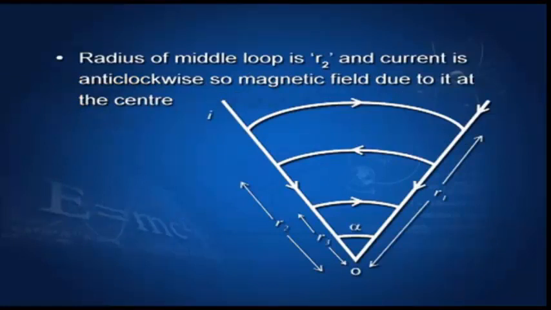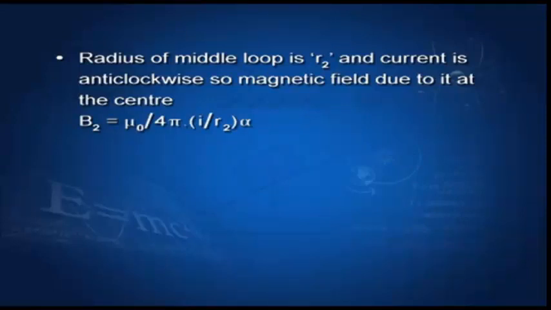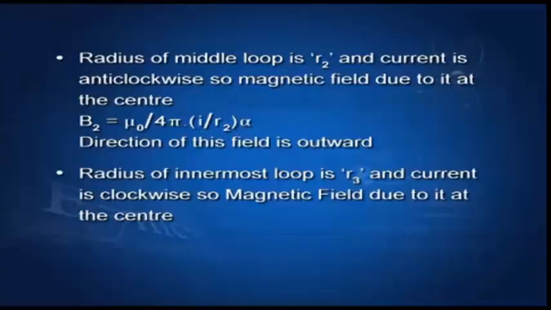The radius of the middle loop is R2 and the conductor is carrying current in the anticlockwise direction. So the magnetic field due to it at the center, B2, is equal to mu naught upon 4 pi I upon R2 into alpha. Once again, using Maxwell's right hand thumb rule, we can find that the direction of the magnetic field is outward. Now we have the third arc of the conductor. The radius of the innermost loop is R3 and the current is clockwise.